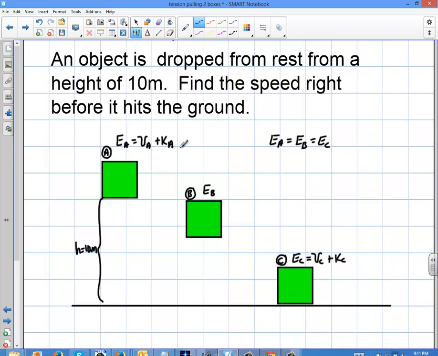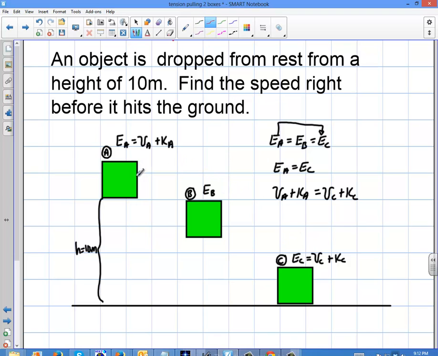So what I can end up doing is I can compare my initial and my final state. I'm just going to set the energy of A equal to the energy of C. And I know the energy of A is going to be the potential of A plus the kinetic of A, equals the potential of C plus the kinetic of C. Just comparing these two states, they're equal. I'm assuming there's no friction.